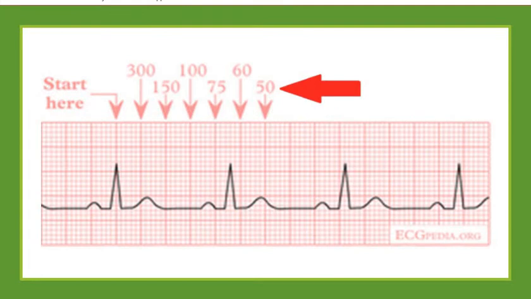The way we do this is we line up a QRS complex with one of the big boxes, and then we count down large boxes, saying to ourselves 300, 150, 175 until we reach the next QRS complex, and that tells us what the cardiac rhythm is. In this case, it would be somewhere around 62, 63 beats per minute.